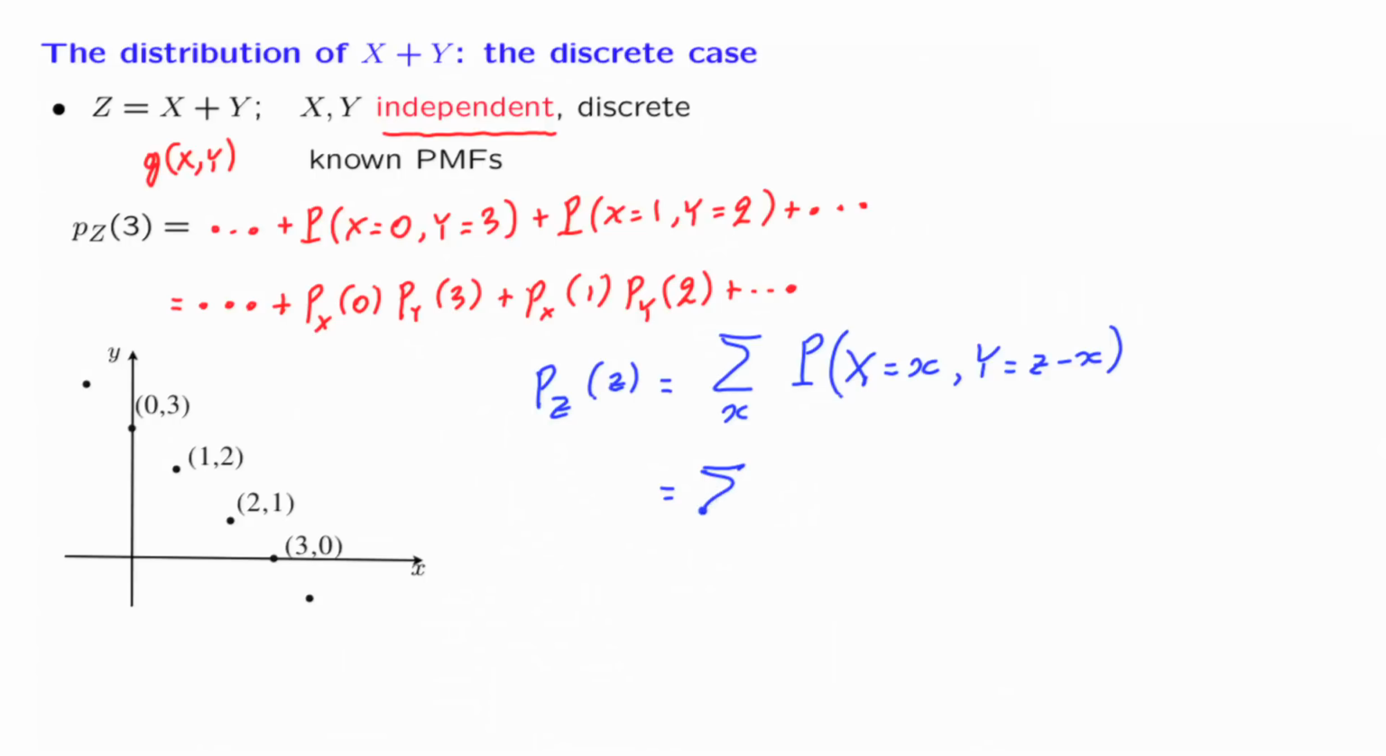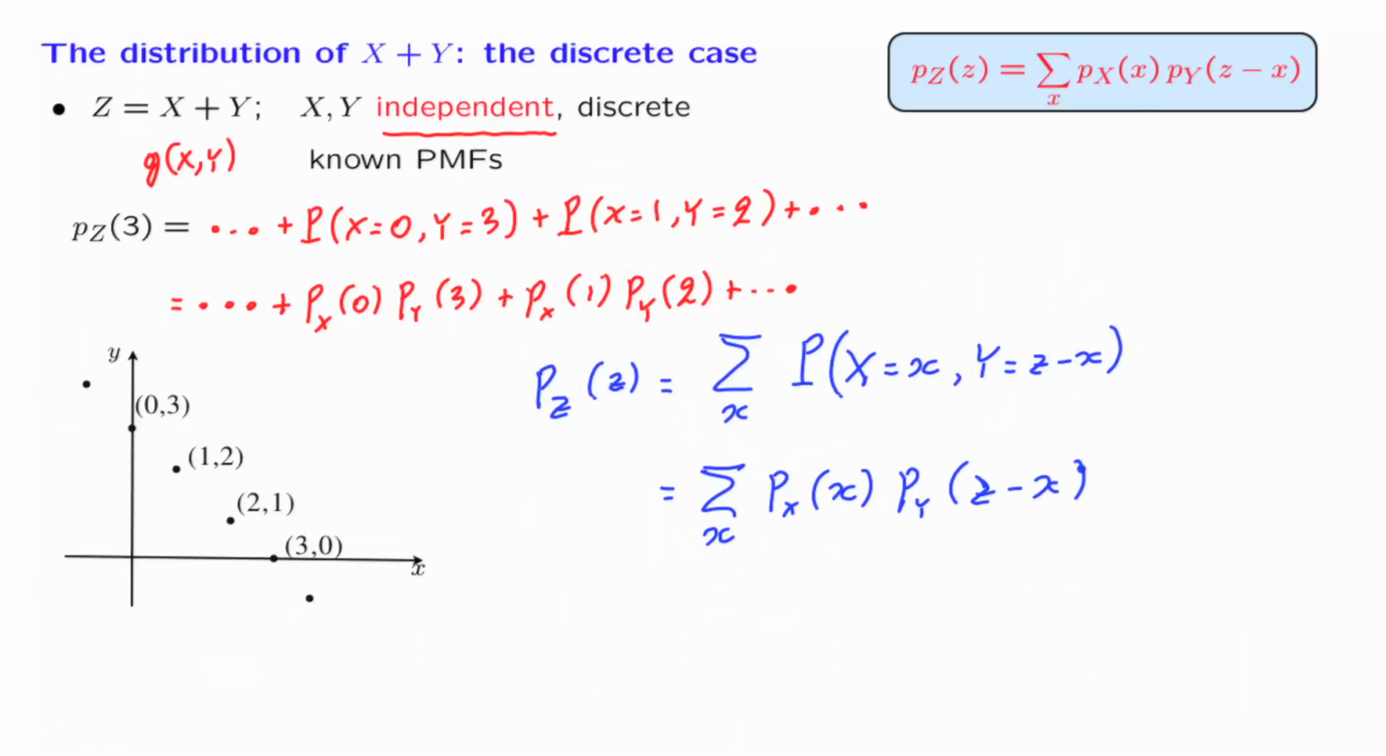And then we proceed as follows. We invoke independence of x and y to write this probability as a product of two probabilities, and then we use PMF notation instead of probability notation to obtain this expression here. This formula is called the convolution formula. It is the convolution of two PMFs.